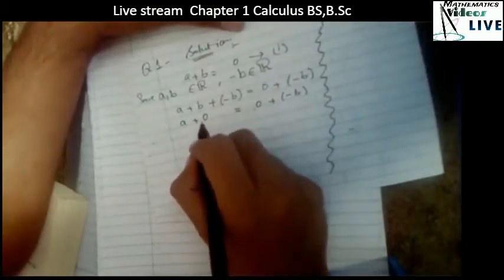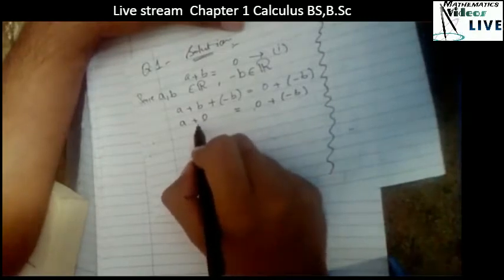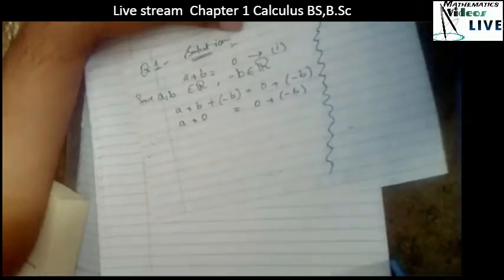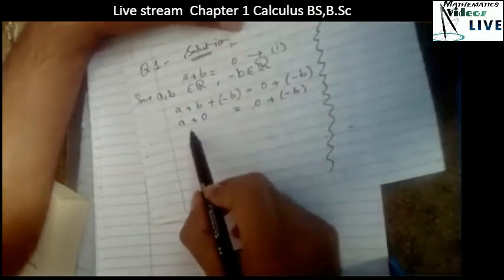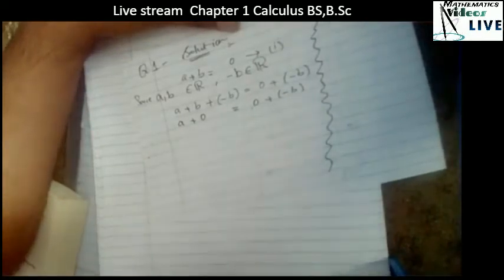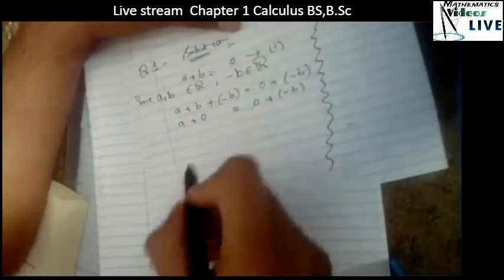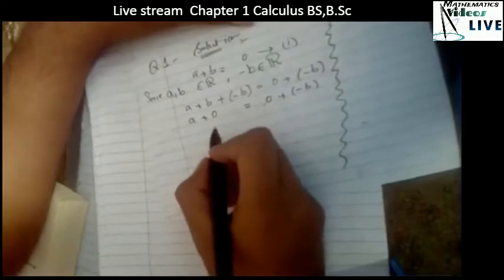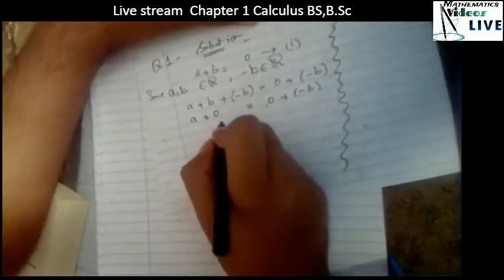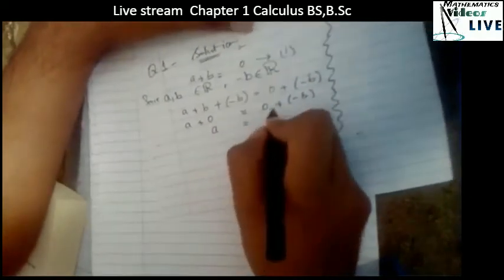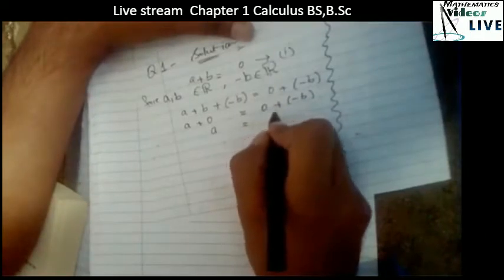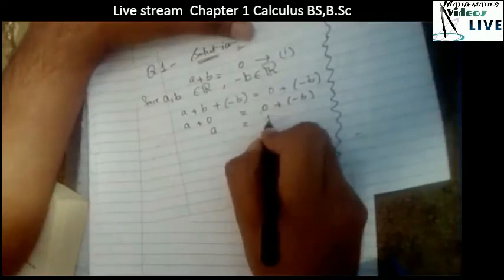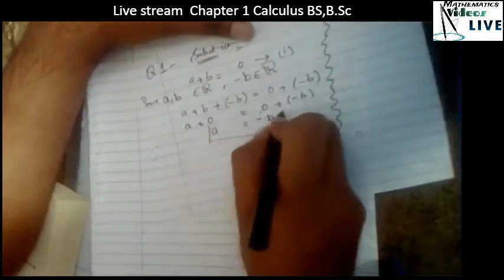Next, when the additive identity of the set of real numbers is added to a real number, the number is not affected by that additive identity. Therefore you get the same number back, A is equal to, and by using the same property here you get minus B. This was what you had to prove.